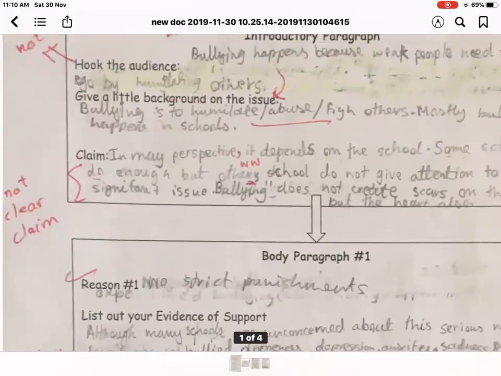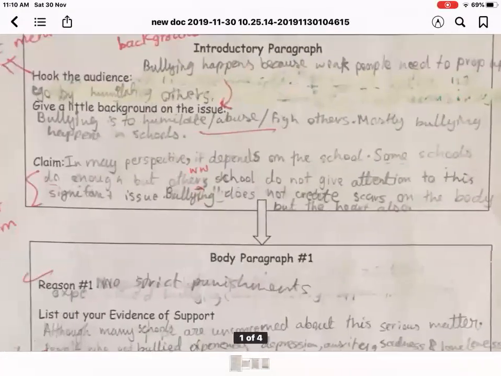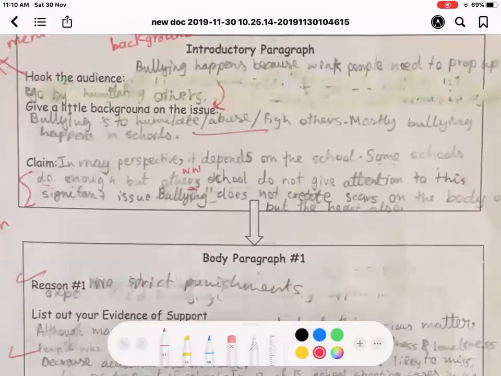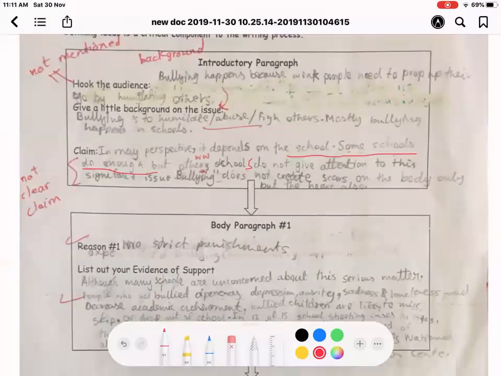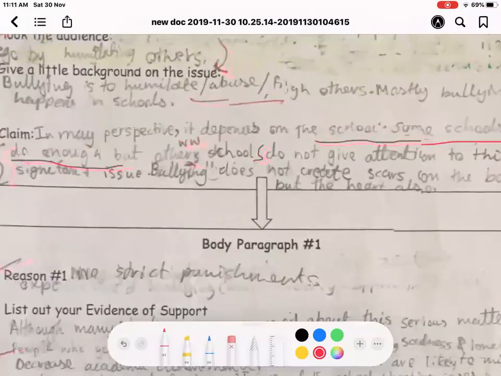For the claim, he said, "in my perspective, it depends on the school. Some schools do enough, but others..." should be "other", this is the wrong word, but "other schools" should have an S here. "But other schools do not give attention to this significant issue. Bullying does not create scars on the body only, but the heart also."